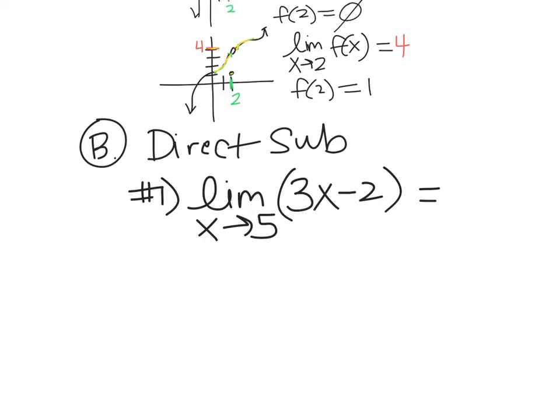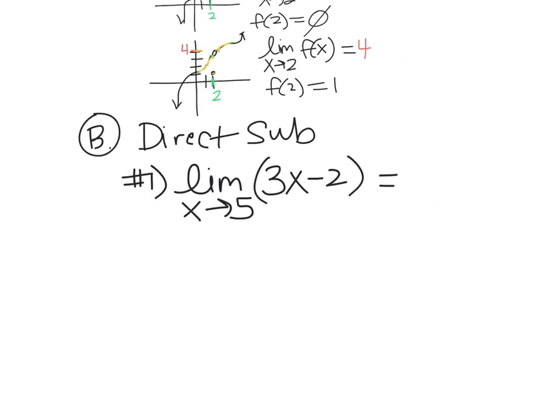A lot of times we're going to do these graphically, but if they tell you to use direct substitution or algebraically, you cannot graph this. But you know what the graph of this is. If you were to graph f of x equals 3x minus 2, that's just a line. Is there any weird stuff going on in lines? No. The domain is all real numbers. Go ahead, plug 5 in, and the limit is what? 13.